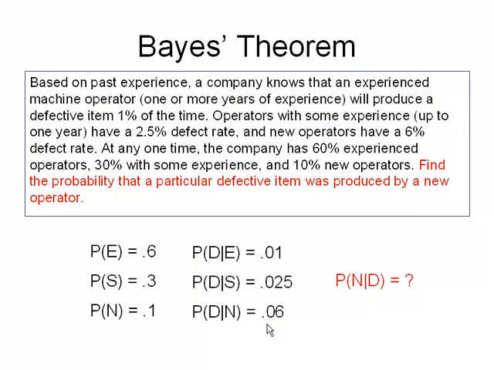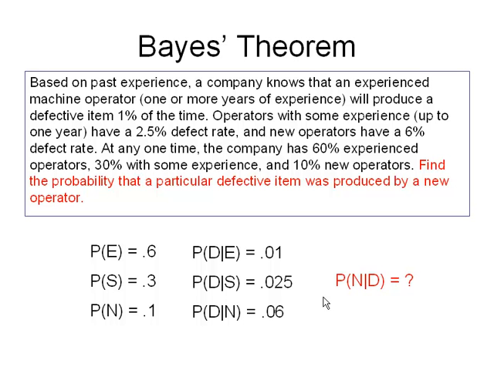What I'm trying to find is the probability that a particular defective item was produced by a new operator. So I'm being given that it's a defective. So you see the given D here. I want to know the probability that it was made by a new operator. So I've got all my numbers here. What I need to do now is to go ahead and build a tree diagram for this. Your textbook doesn't go too heavily into trees. They do it a little bit, but I find it really makes these problems incredibly easy.